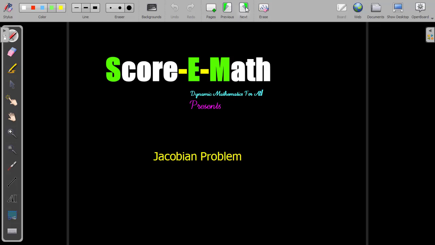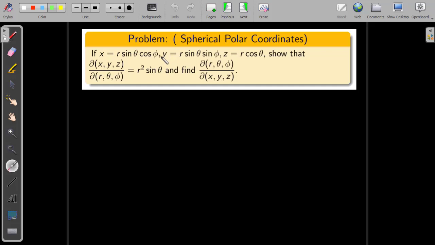Let's get started. The question is given here. If x equals r sin theta cos phi, y equals r sin theta sin phi, and z equals r cos theta, show that the Jacobian, dou of (x, y, z) with respect to (r, theta, phi), equals r² sin theta. Also show the Jacobian of (r, theta, phi) with respect to (x, y, z), and find its value.